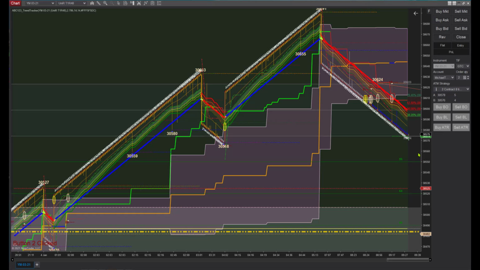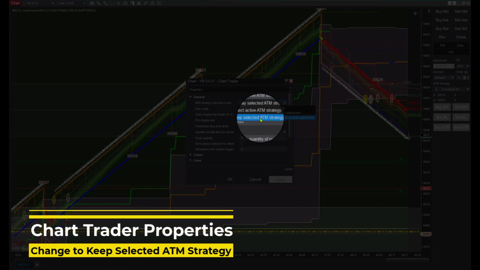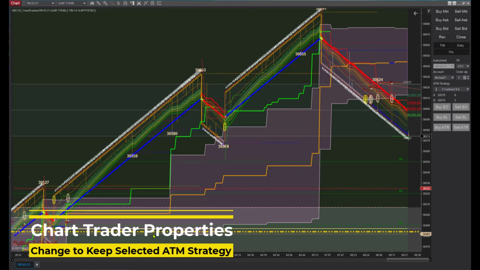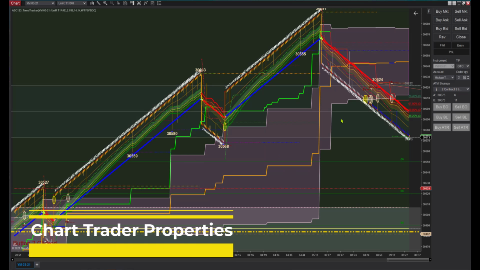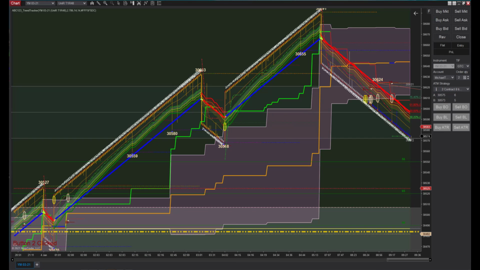But I also have to look at all my other charts. So right now, I'm just getting things set up. This is a Uni Renko 148 using the scalp trader chart. On the properties on the chart trader, we have to make sure it's on keep selected ATM strategy in order to do this trade. So with that being said, hopefully I can get this set up in time to do this trade.